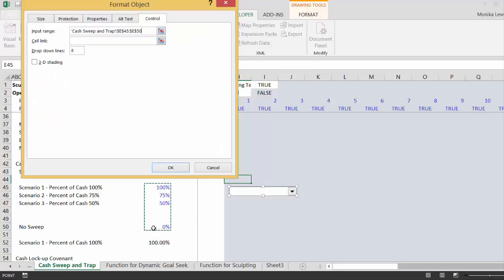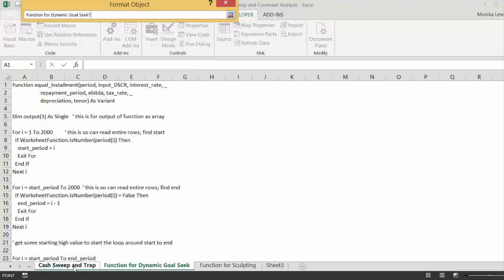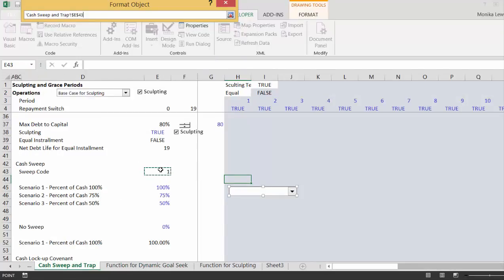And then again, go to a different sheet, back to this sheet, click on our code number.